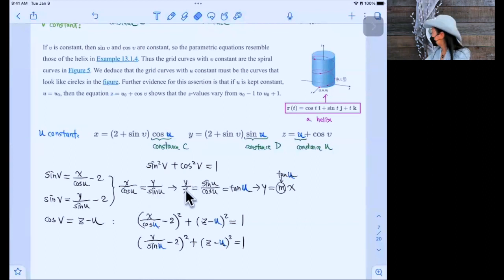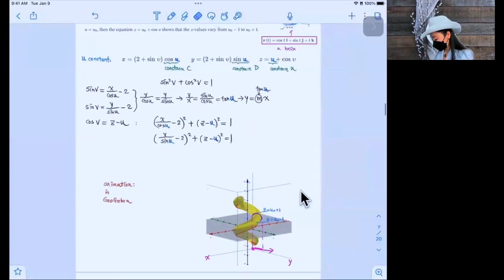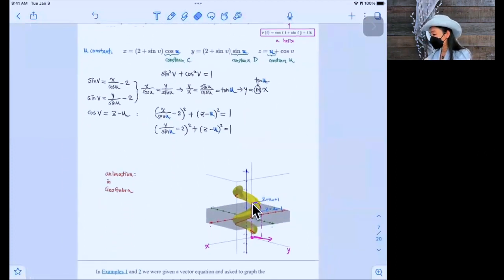So y over x is tangent of U, which means that y is equal to tangent U times x. So the tangent U here is kind of like the slope. So what will be the grip curve then? The grip curve for this is going to be a circle. It's a circle over here.